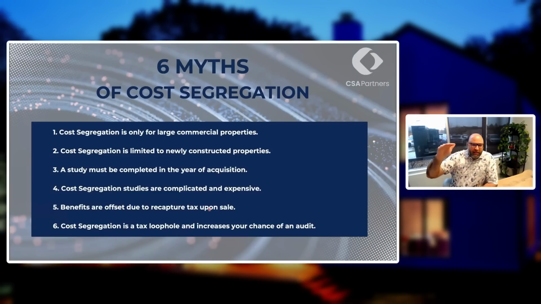So I do my cost segregation study this year. I get my deduction against my ordinary income rate of, let's call it 35%.